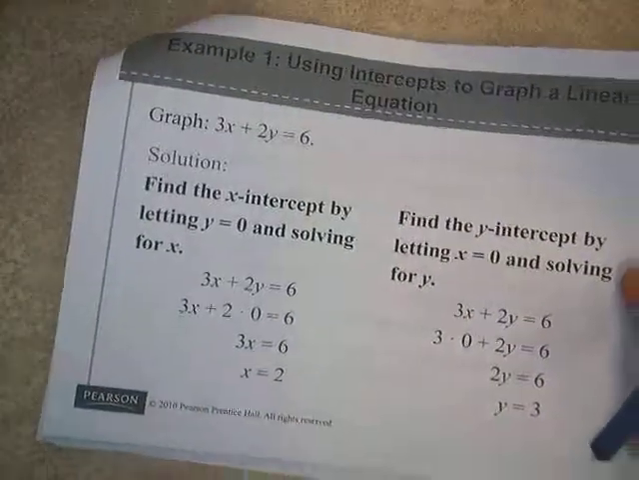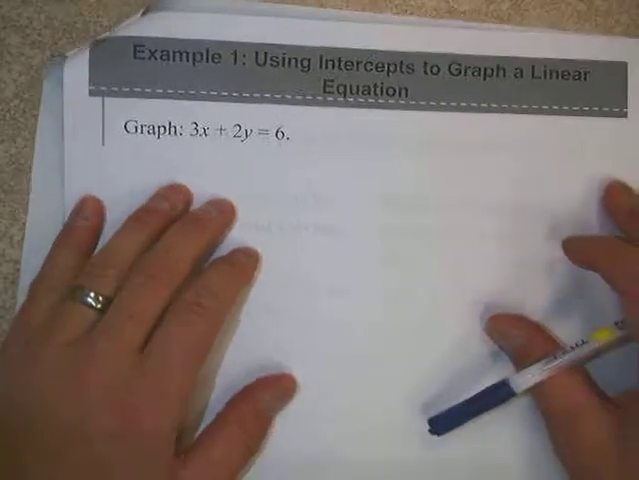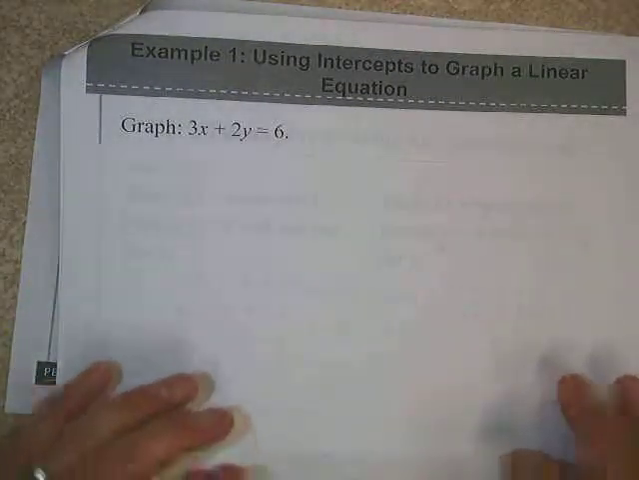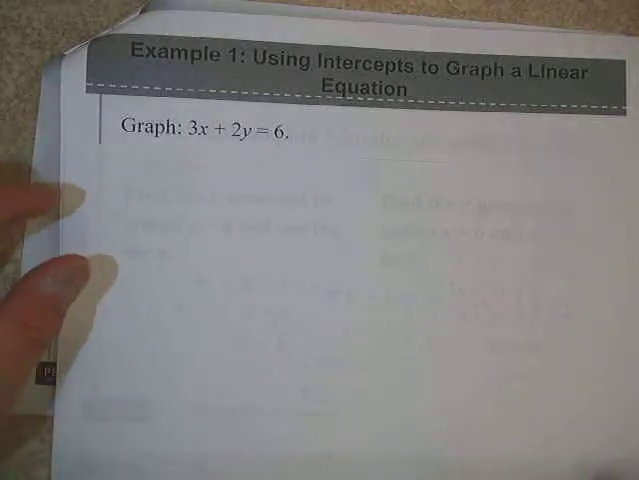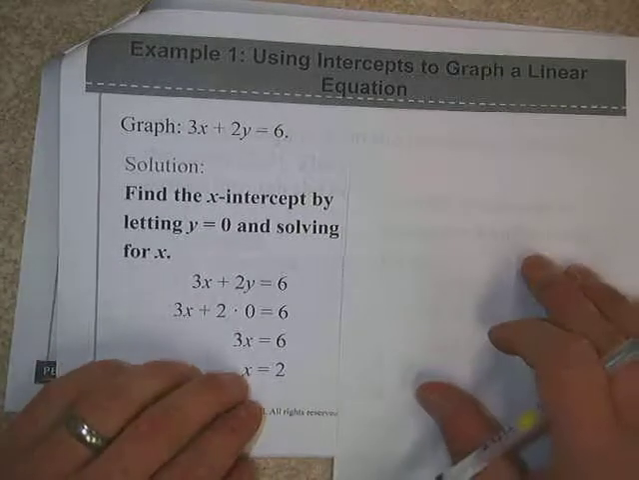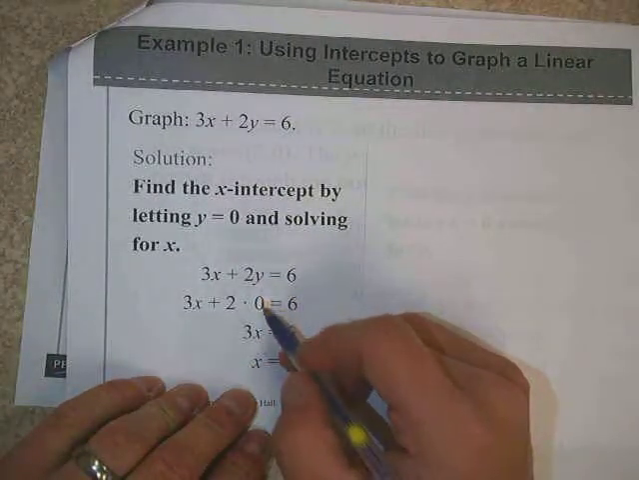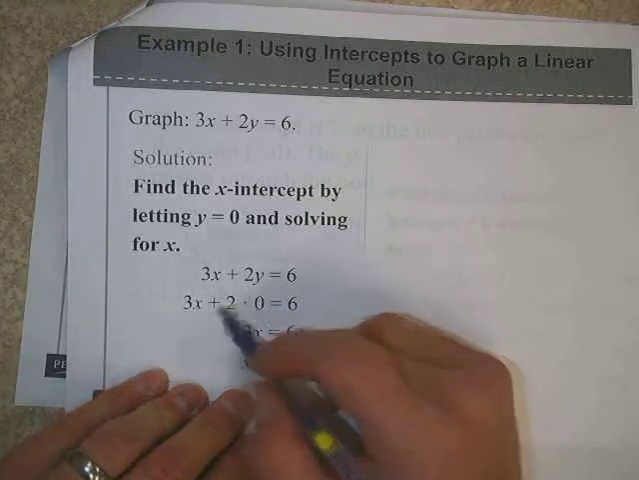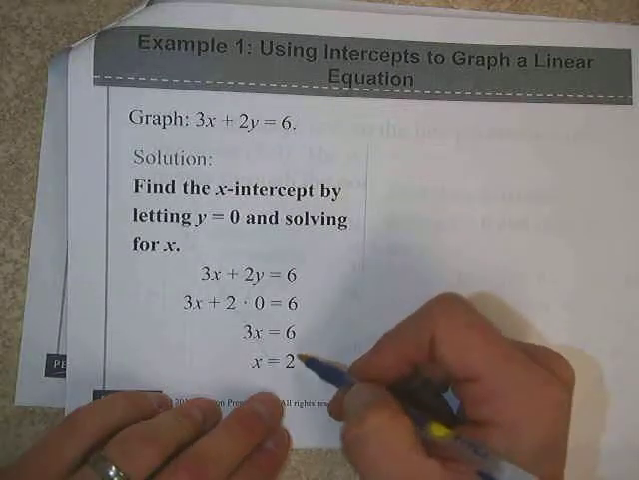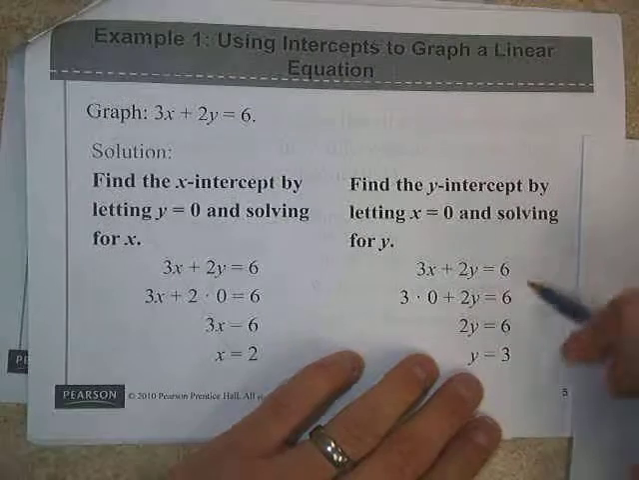Now the equation we're given to graph is 3x plus 2y equals 6. We're going to make an xy chart, put in 0 for x and solve for y, and then put 0 in for y and solve for x. To find the x-intercept, we let y equal 0, so we plug a 0 in for y. That leaves us with 3x on this side and 6 on this side. If we divide by 3, we get 2. So x equals 2 is the x-intercept.